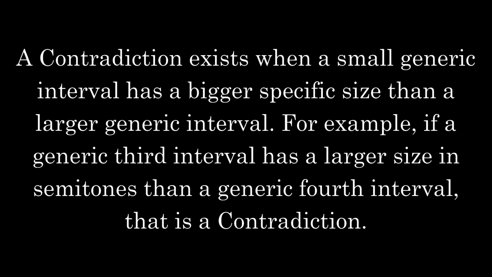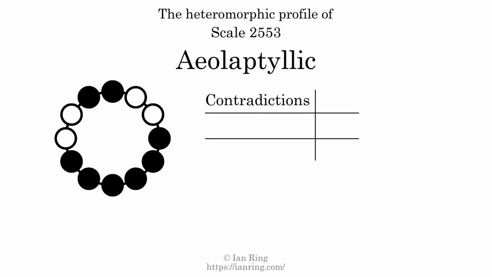A contradiction exists when a small generic interval has a bigger specific size than a larger generic interval. For example, if a generic third interval has a larger size in semitones than a generic fourth interval, that is a contradiction. The number of contradictions in this scale is 69.